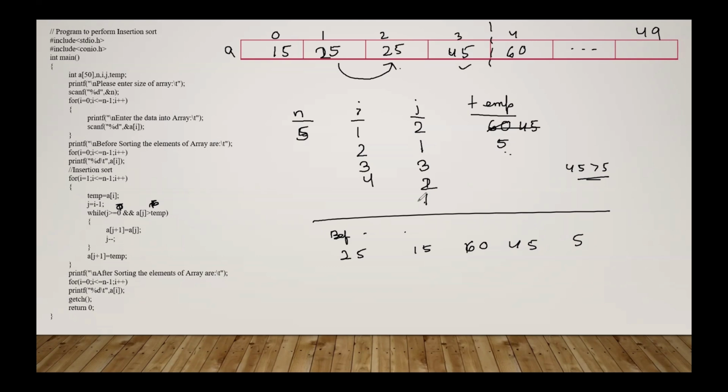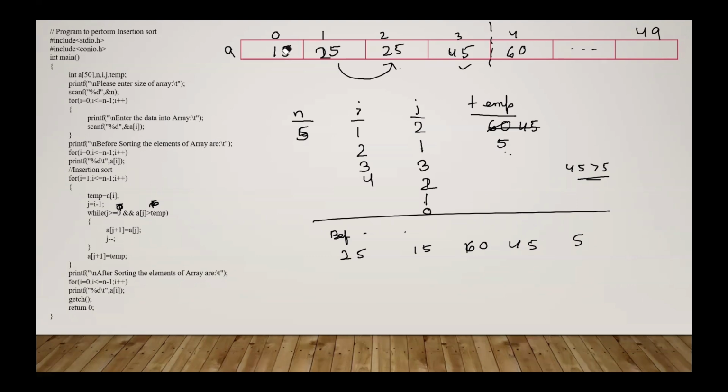Then j minus minus, which means j is 0. Is j greater than or equal to 0? Yes, it is true, 0 is equal to 0. a[j] means a[0]. What is a[0]? 15. Is 15 greater than 5? Yes, it is true. Then what happened?